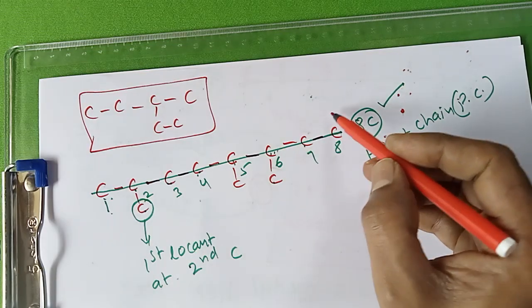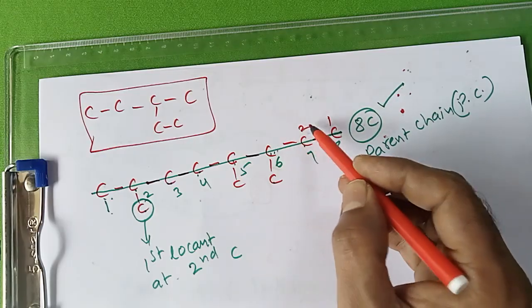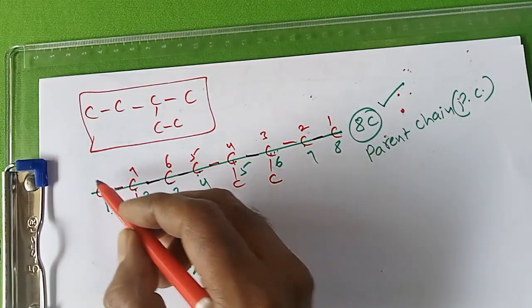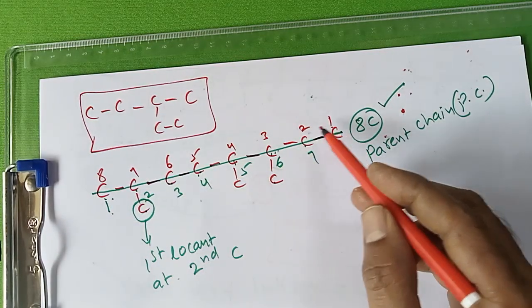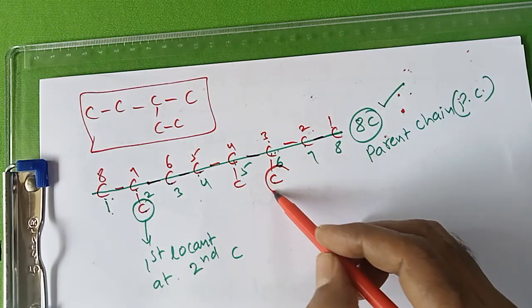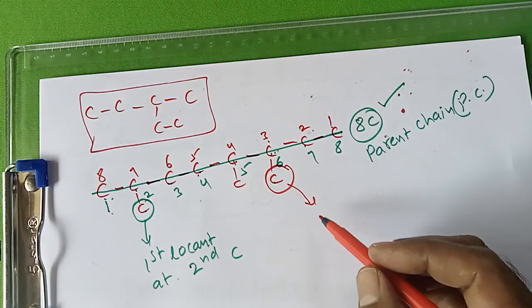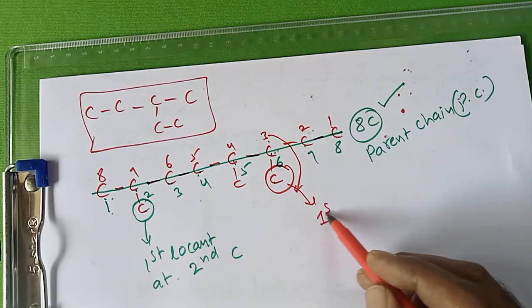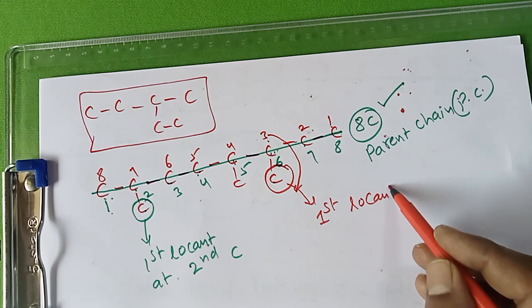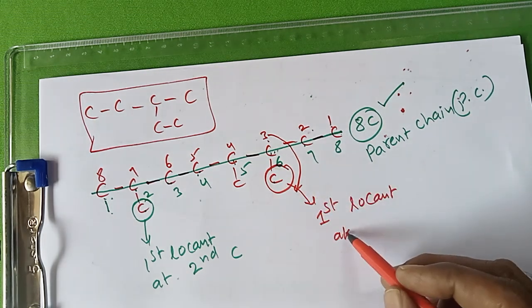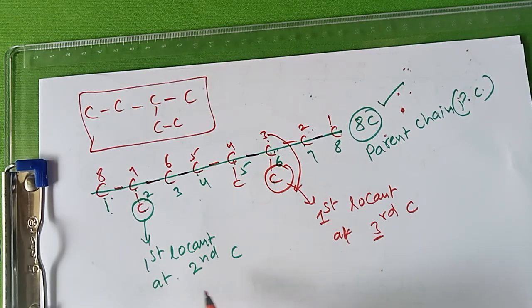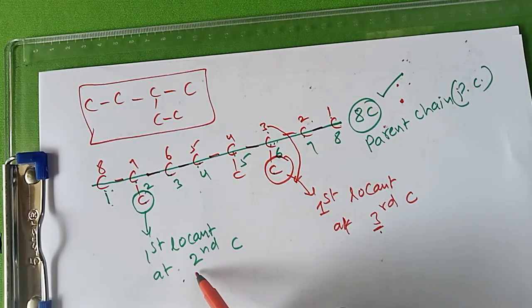This side number one. 1, 2, 3, 4, 5, 6, 7, 8. In this numbering, first locant, that is important. First locant number, this one. First locant at which carbon? Third carbon. So here second carbon, here third carbon. Which is the lowest number? Second is the lowest number.